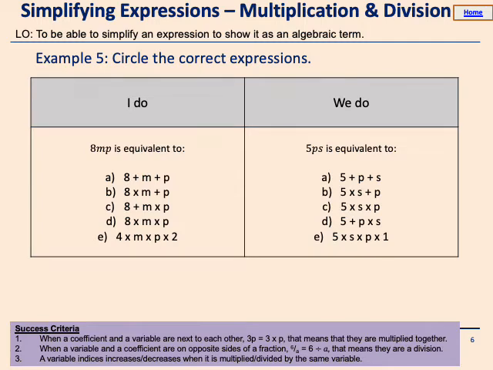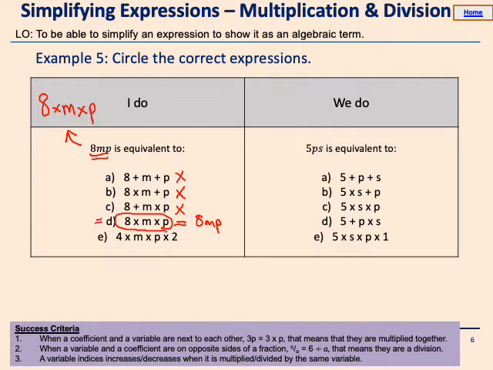Okay, so now we're looking at equivalent expressions. So we've been given 8mp. So if we remember, that means that we've got 8 times m times p. The operation is multiplication. So we need to circle the correct expressions. So 8 plus m plus p is not what we're after. Again, the m and the p here are added to one another, so that's not what we're after. Here again we have an add, so that's not going to work. 8 times m times p, if we simplified that, we would just get 8mp. So that works perfectly.